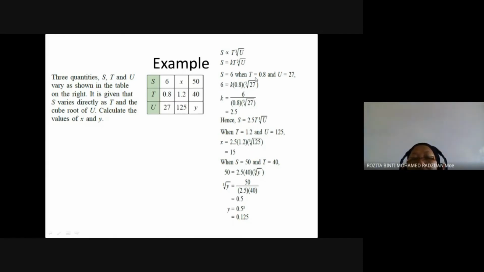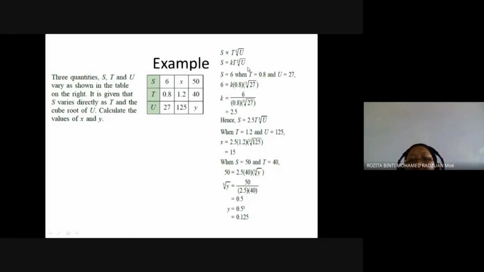S equals 6, T equals 0.8 and U equals 27. Why? Because we have to find the value of K. So just substitute: 6 equals K times 0.8 times cube root of 27. Then use your calculator, punch it in, and you will get K equals 2.5. But we are not answering the question yet. So rewrite again: S equals 2.5 T cube root of U.